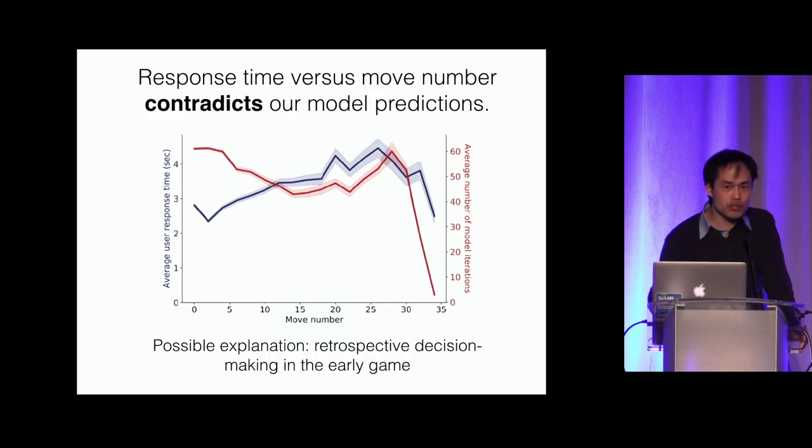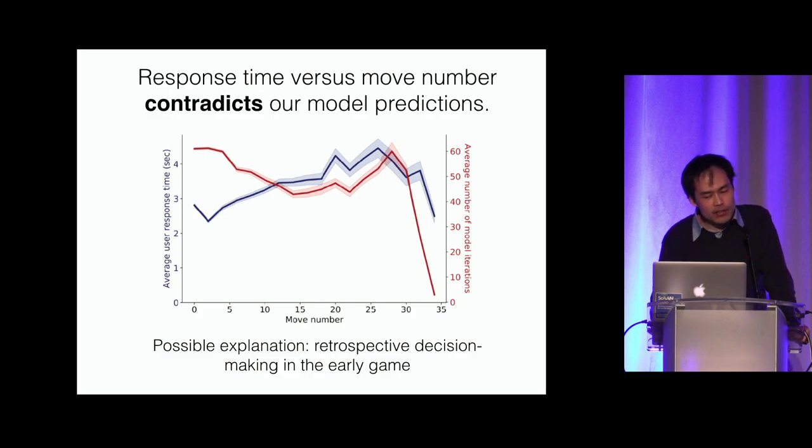Now, there was a surprise here. It was a little bit sad that if you started breaking down response time as a function of move number, as you go on in a game, our model actually fails. So this is a clear failure of the model. The model, which is in red, and sorry, I should have labeled this better, is on the right y-axis. It's the average number of model iterations.